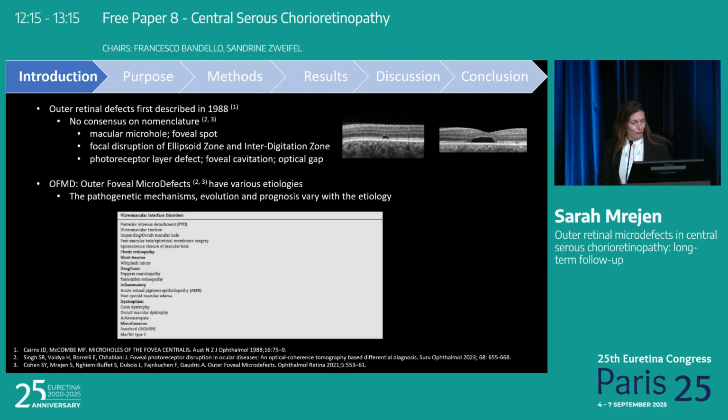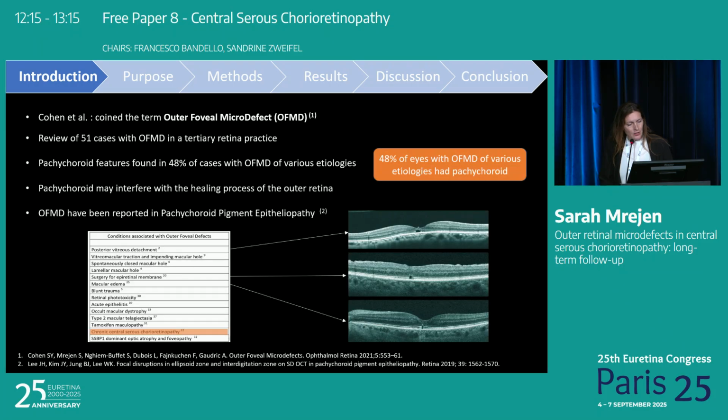So, as you know, outer retinal defects were first described in 1988, and there is no consensus on nomenclature. You can find different names in the literature: macular microhole, foveal spot, foveal cavitation, optical gap, and it also has various etiologies. I won't go into all the details, but as you know, some mechanical etiologies, vitreomacular traction, phototrauma, drug toxicity, Poppers toxicity, inflammatory, and also MacTel type 2 and central serous.